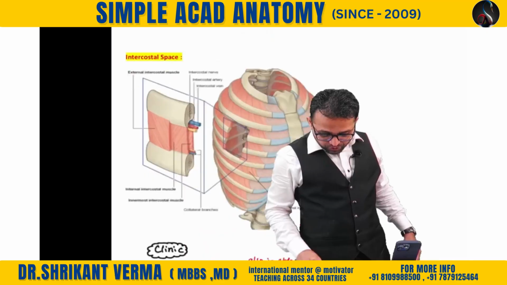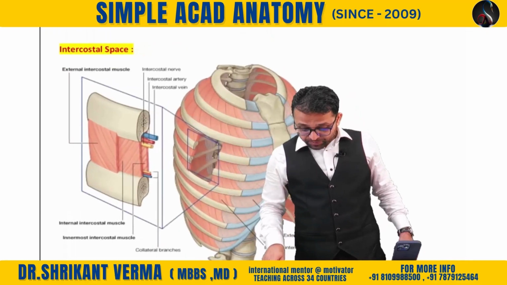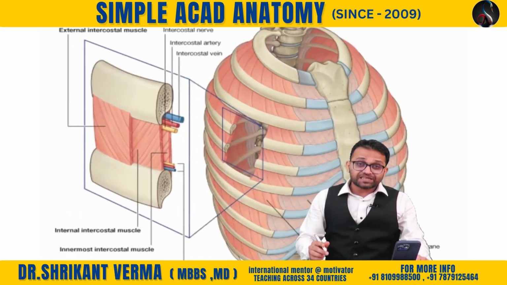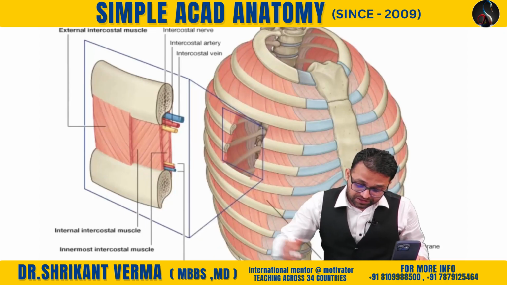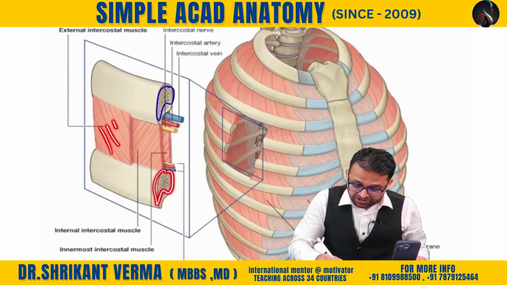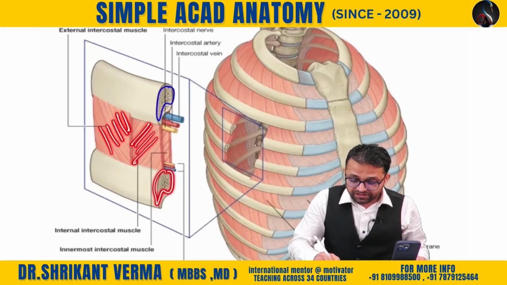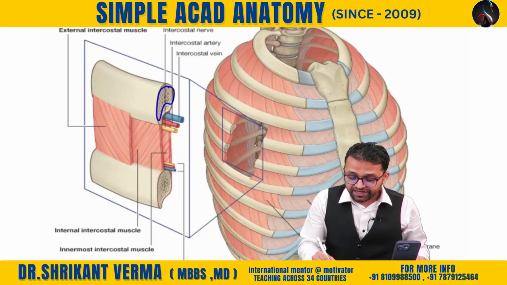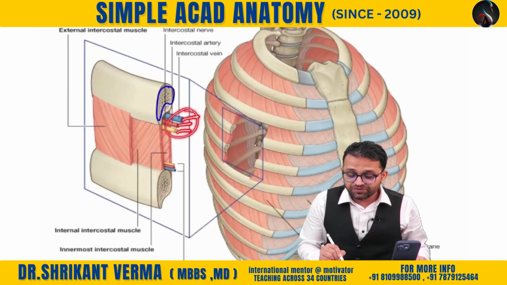So right now we are going to look at the thorax, the intercostal space. When you are cutting the thoracic cavity, you will observe the upper rib and the lower rib, the external intercostal muscle, internal intercostal muscle, and innermost intercostalis, and there is a vein, artery, nerve. So this is our costal groove.